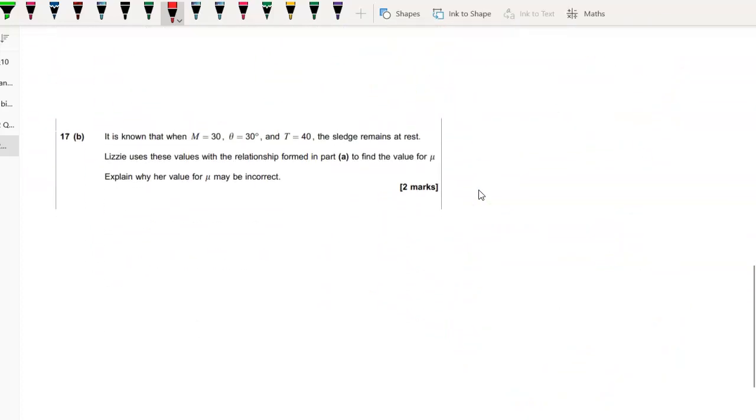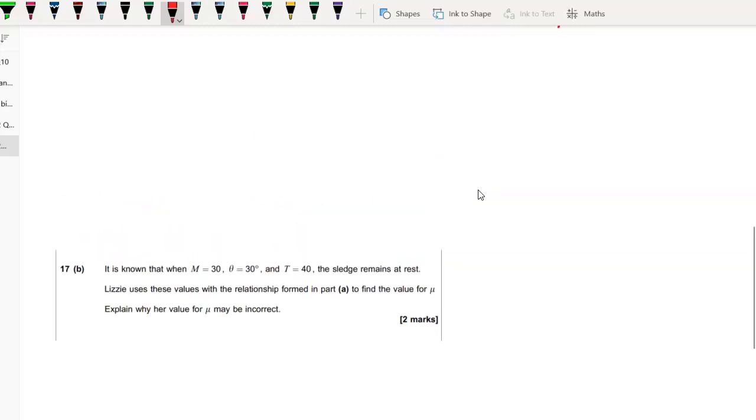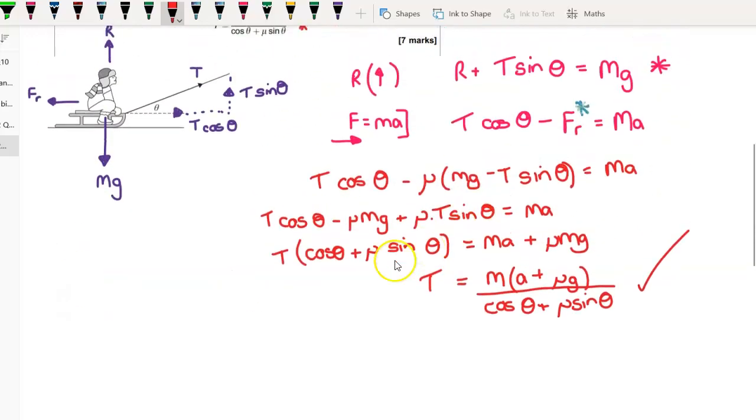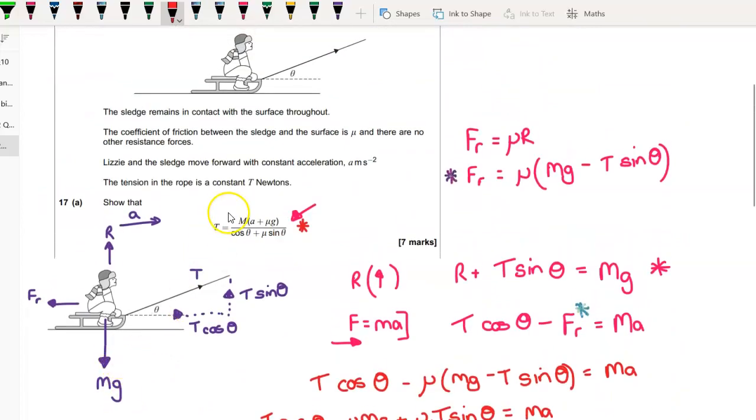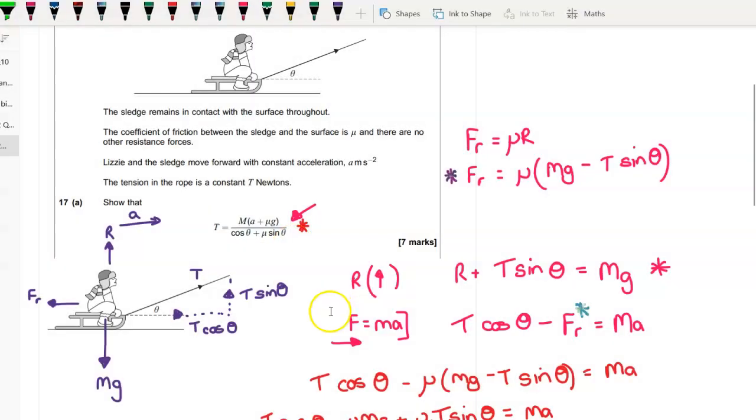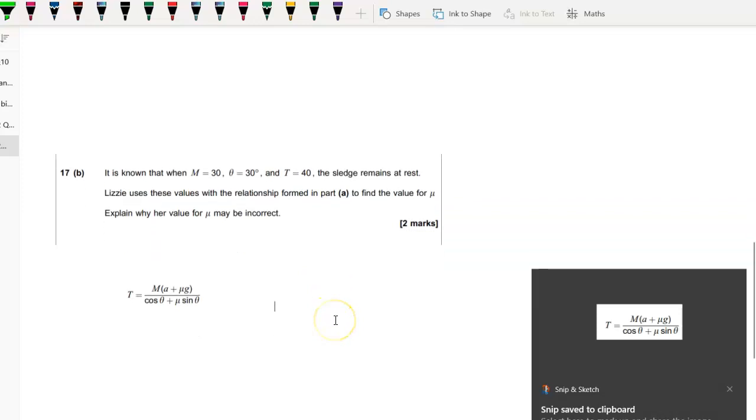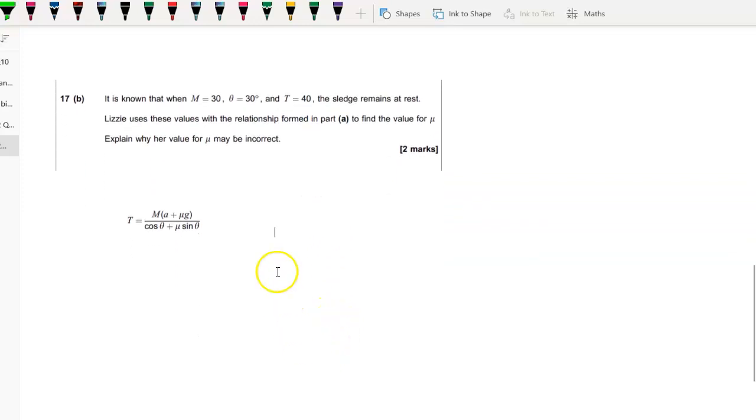It is known that when m is 30, theta equals 30 degrees and t equals 40, the sledge remains at rest. I'm just going to take this here and copy it down here. Use these values to find the value for mu. Explain why her value for mu may be incorrect.